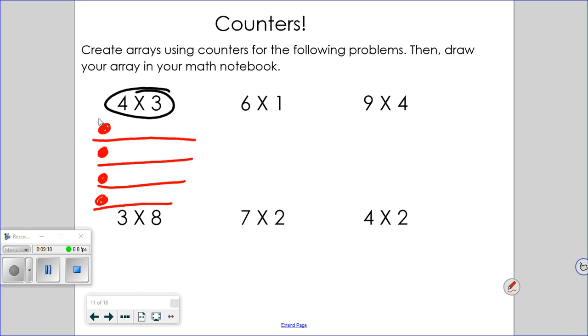I need 3 columns. How many columns do I have right now? Show me with your fingers. How many columns do I have right now? Dorian? I just have 1, right? Yeah, I need 2 more. 1, 2, 3, 4. 1, 2, 3, 4. Are there any questions about how to make an array?